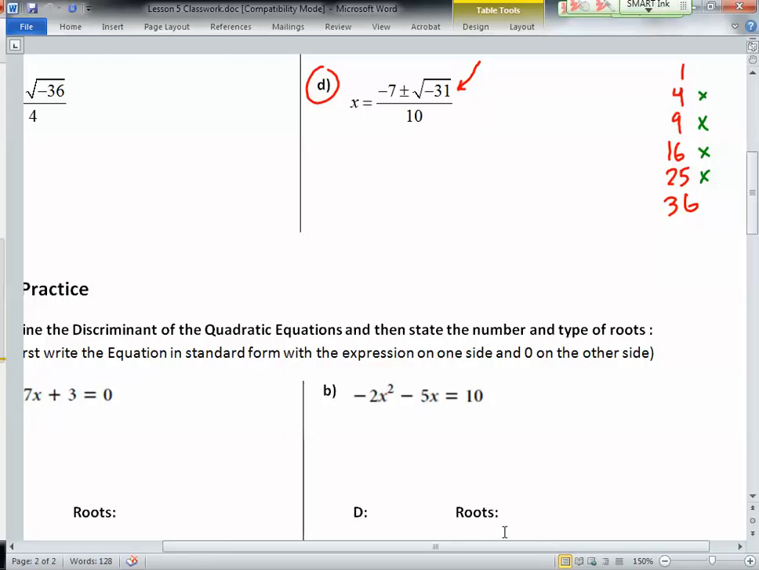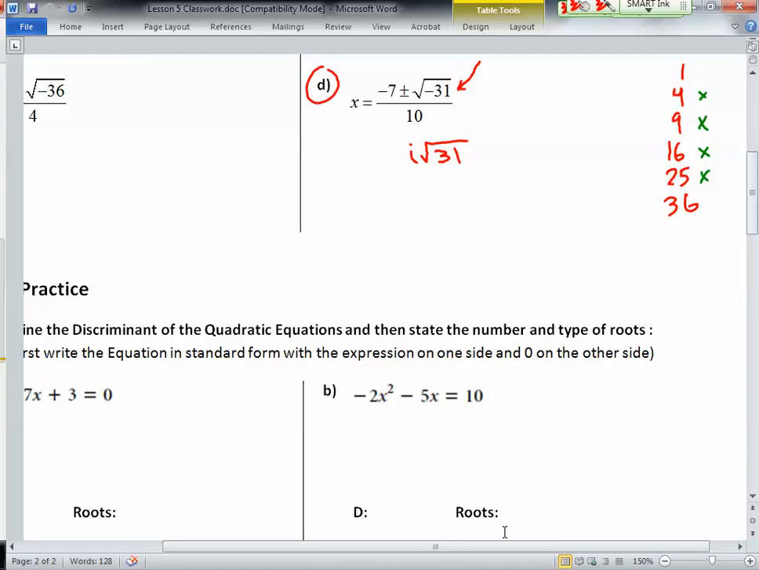So I can't simplify that -31 in terms of factoring out a perfect square, but I can get rid of the negative sign in the radical. To do that, it's really easy. Instead of writing it as the square root of -31, I write it as i times the square root of 31. That's how we take the negative out of the radical. We just pop an i out in the front.